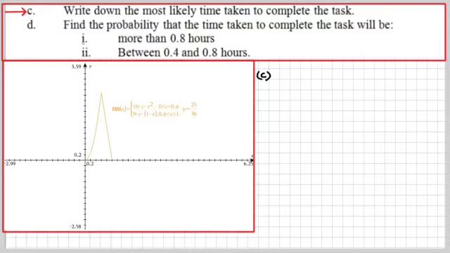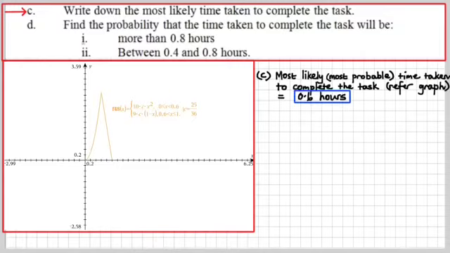Well, can you see what it is from the graph? The most likely, most probable time to complete the task is actually 0.6 hours. It's the x value at the peak of the graph. There it is, 0.6.